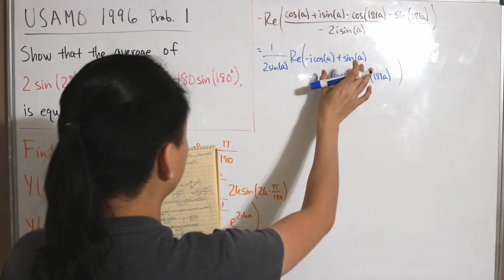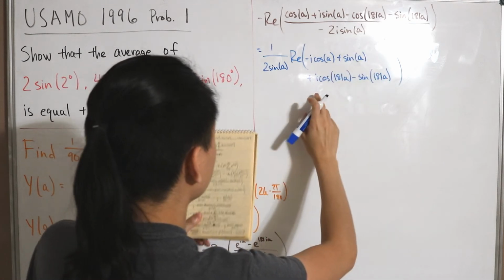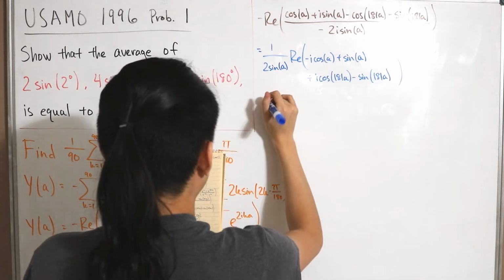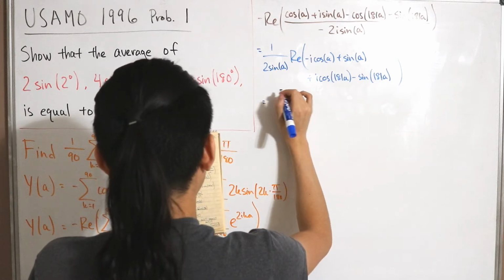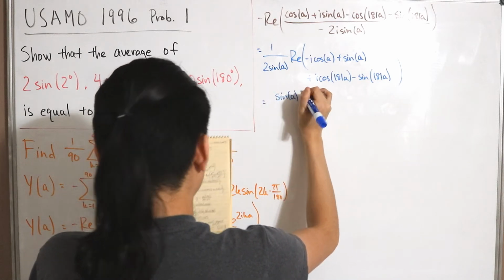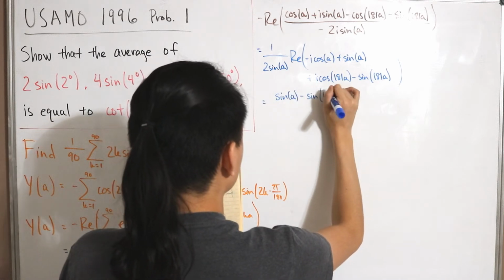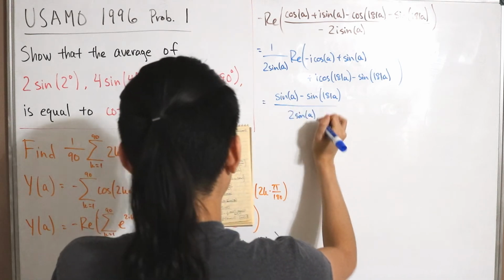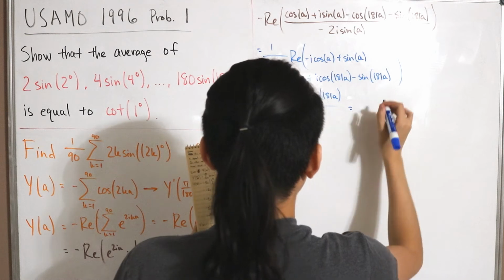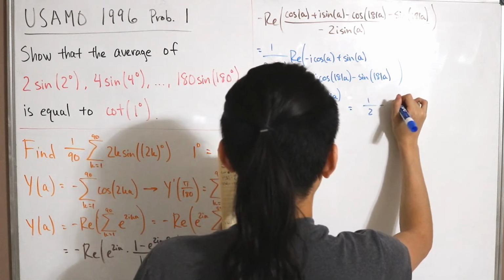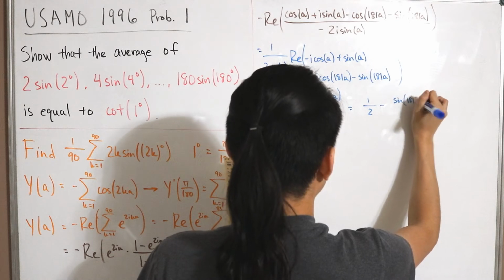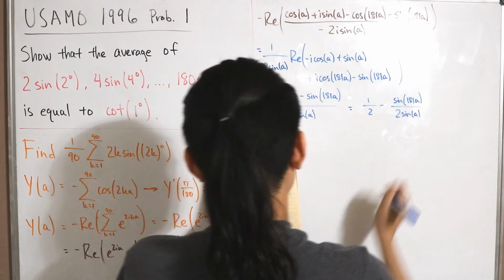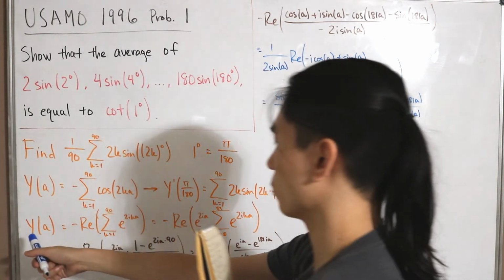We only want to pay attention to the real part, so anything with the imaginary unit associated with it, we can completely disregard. And so everything comes together with the real part, so what we have now is sine of a, and then subtract sine of 181a, all divided by 2 times sine of a. Okay, and so we can simplify this a little further. This is the same thing as 1/2 minus sine of 181a divided by 2 times sine of a. And so that's going to be our y of a formula in the simplest terms.